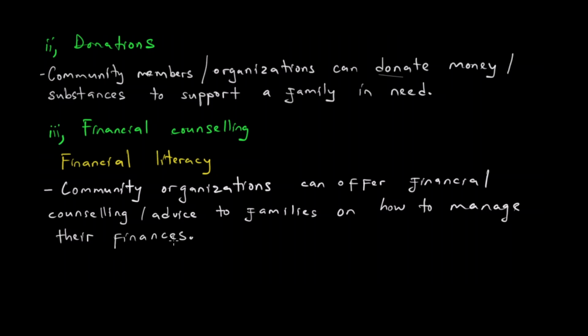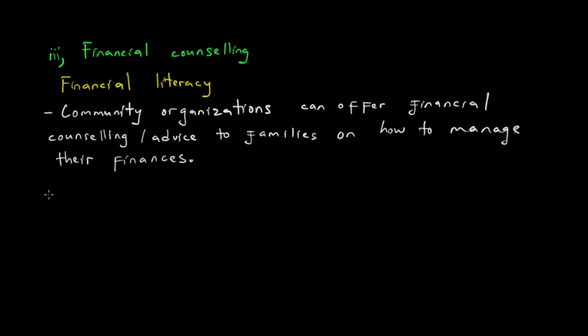Continuing, let us look at the fourth point, which is linked to financial support: emergency assistance. What do we mean by emergency assistance, and how is it done? Under emergency assistance, community organizations can provide emergency financial assistance such as help with rent or utility bills. When we say utility bills, we are talking about money to pay for water and electricity.